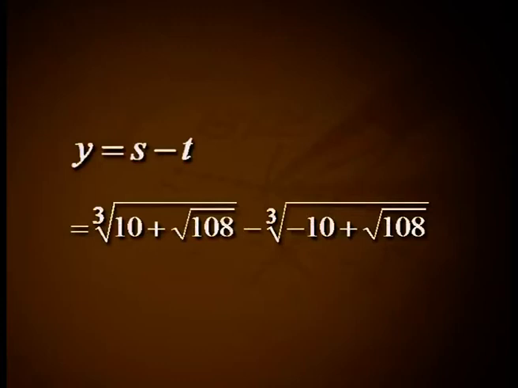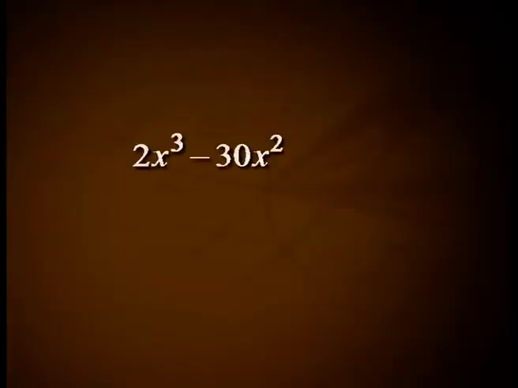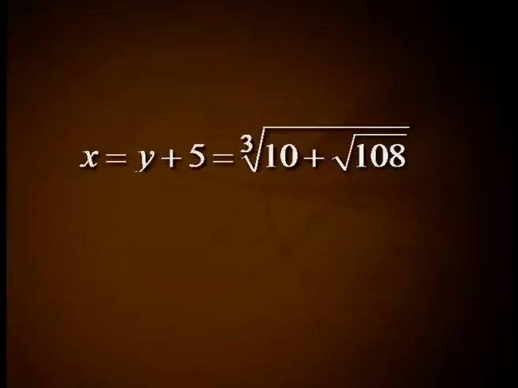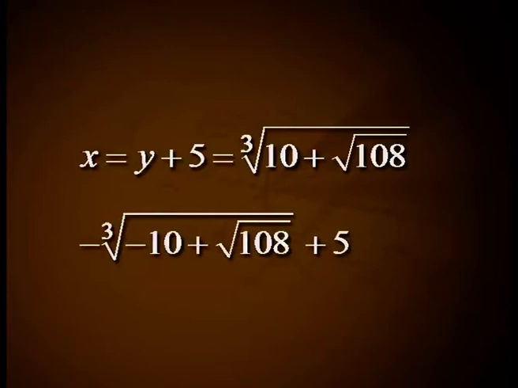Hence, the solution y for this depressed cubic equation is y equal to s minus t equal to cube root of 10 plus root of 108 minus cube root of minus 10 plus root of 108. Hence, the solution to the original cubic equation 2x cube minus 30x square plus 162x minus 350 equal to 0 is given by x equal to y plus 5 equal to cube root of 10 plus root of 108 minus cube root of minus 10 plus root of 108 plus 5.